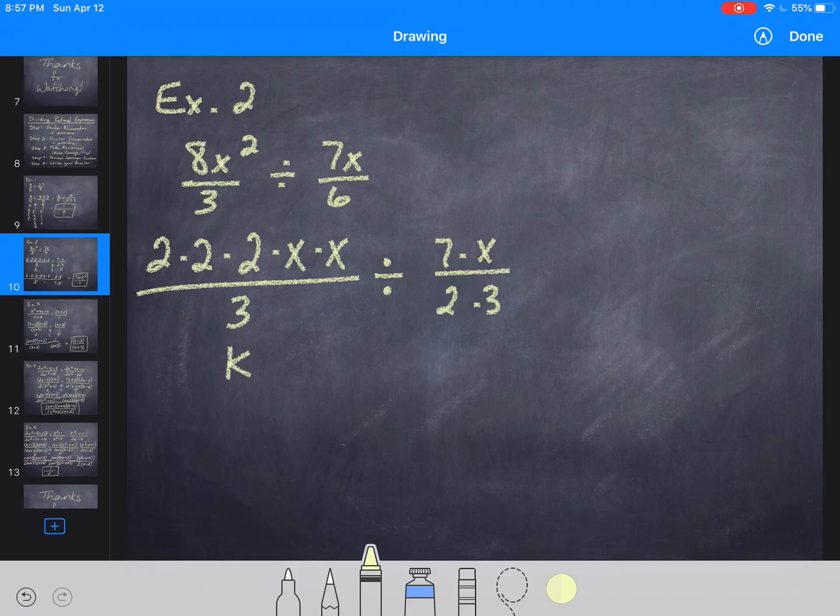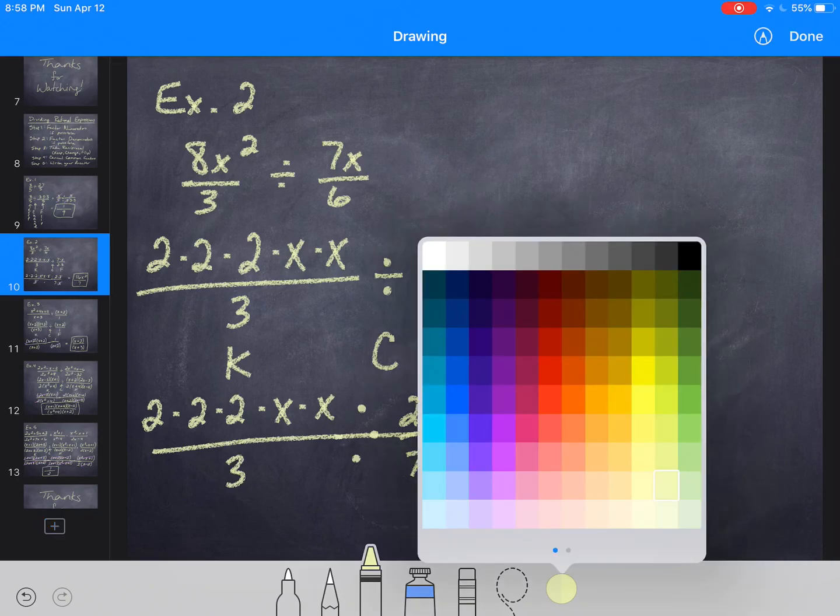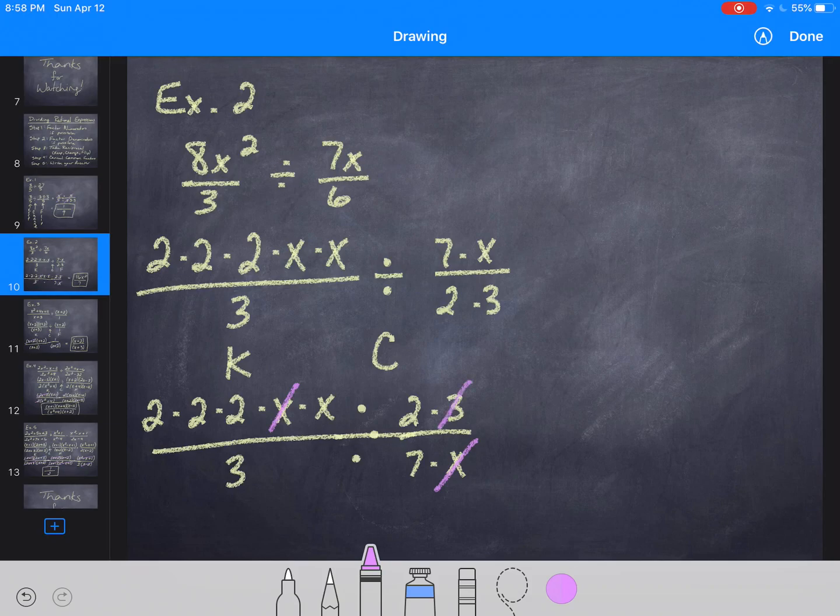I'm going to keep my first fraction exactly the way it looks. So I have 2 times 2 times 2 times x, all over 3. I'm going to change the division symbol into multiplication, and I'm going to flip the fraction that is located directly behind the division symbol. So now I have 2 times 3 all over 7 times x. Now I'm going to combine my two fractions into one. I'm going to look at my factors in my numerator and my factors in my denominator. I'm going to cancel what they have in common. I have an x in my numerator and an x in my denominator. I have a 3 in my numerator, a 3 in my denominator.